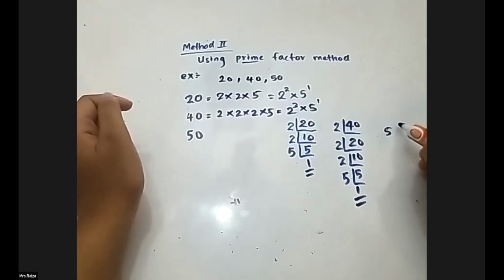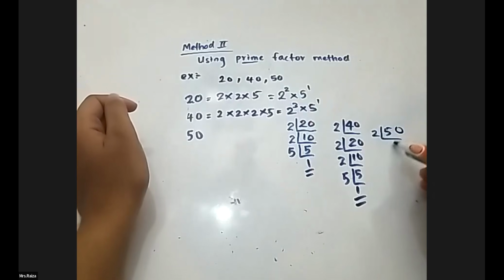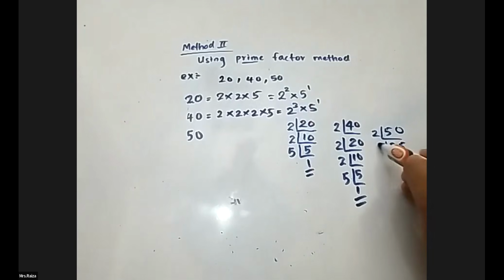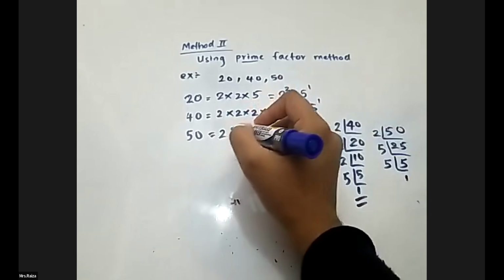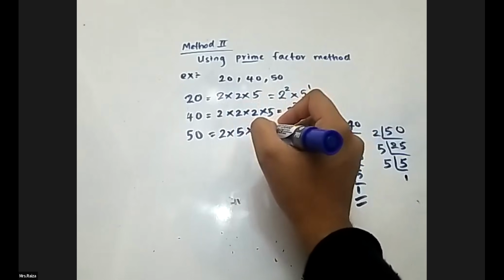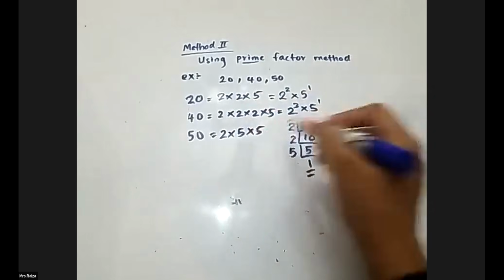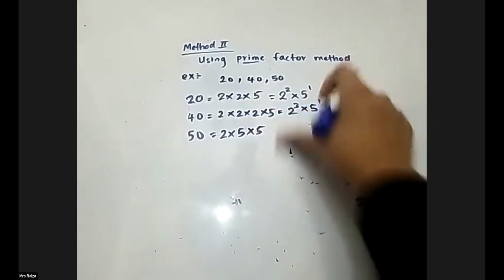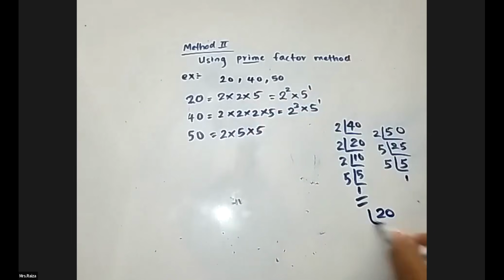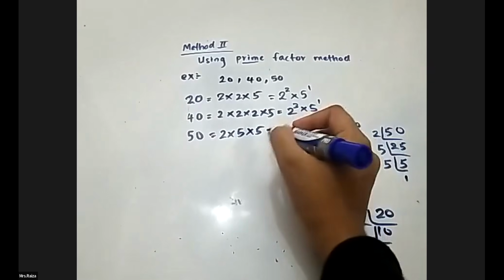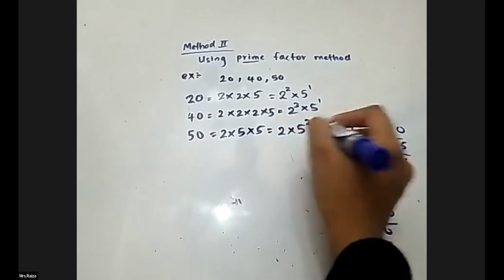Then I'm going to number 50. I'm dividing by the prime number 2. I get 25. 25 divided by 5 is 5. 5 divided by 5 is 1. So I can write this as 2 into 5 into 5. So as powers, I can write this in powers as 2 into 5 to the power 2.